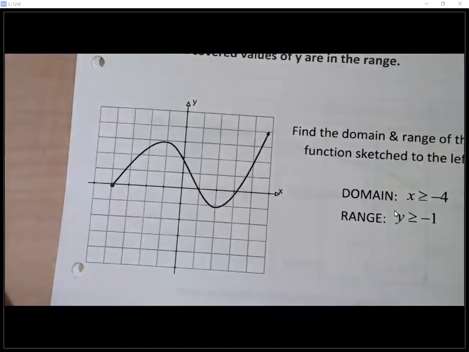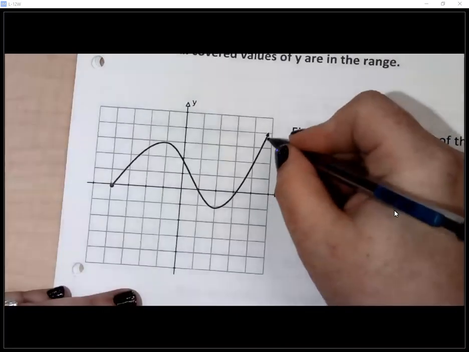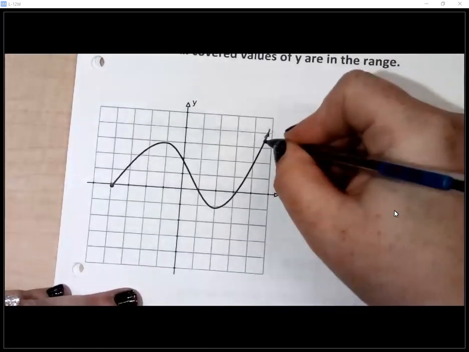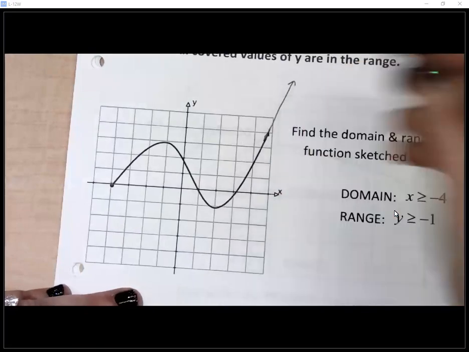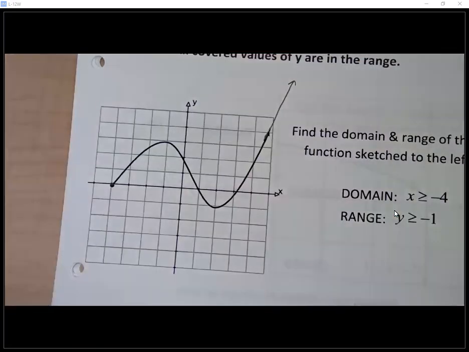Greater than -4, right? When it trails off like this, it is just going to keep going this way forever. It's never going to turn around and come back. It's not going to suddenly make a U-turn somewhere. It's going off to infinity.